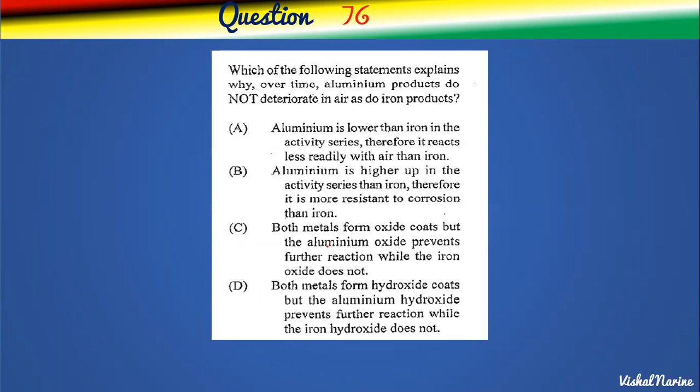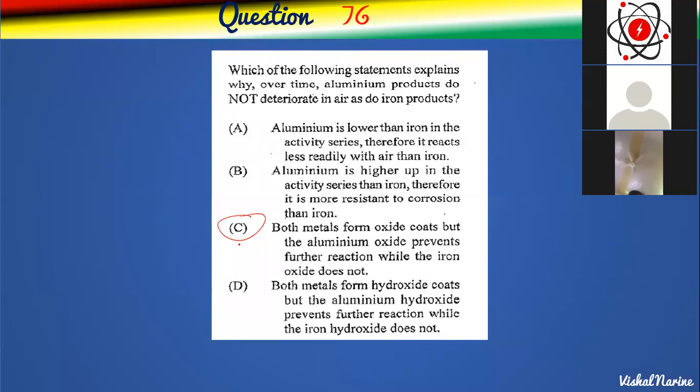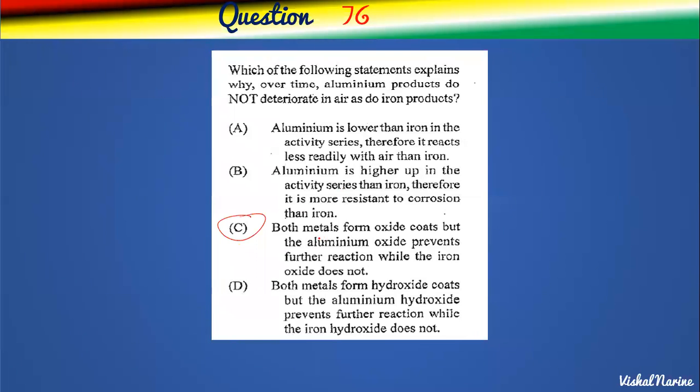So the answer there is that aluminum is going to form an aluminum oxide coating, which prevents further reaction. All right, so the answer there is C. Both of them are going to corrode, but it's just that the aluminum oxide prevents further corrosion or further reaction.